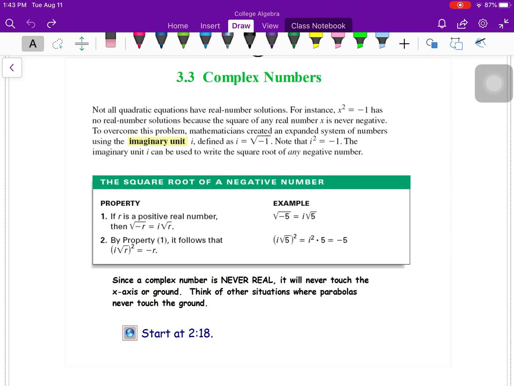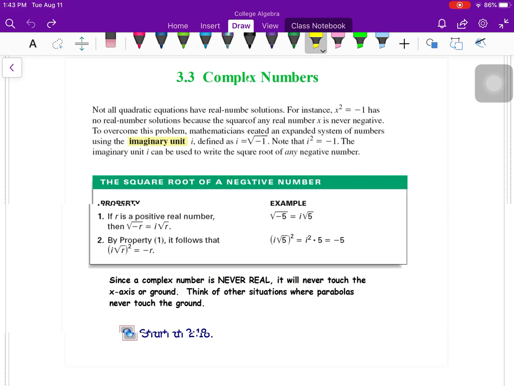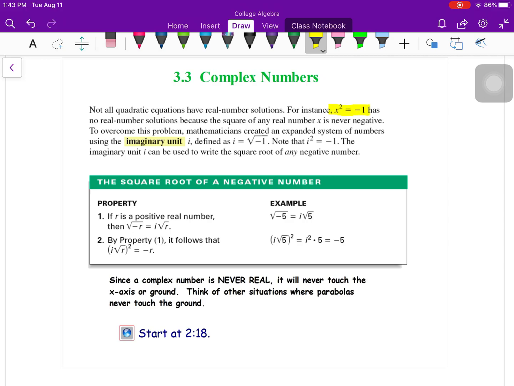Section 3.3 is on complex numbers. Not all quadratic equations have real number solutions. For instance, when we had x squared equals -1, we said there is no real solution, which is true. But because of that situation occurring often, engineers came up with a number to solve that equation.